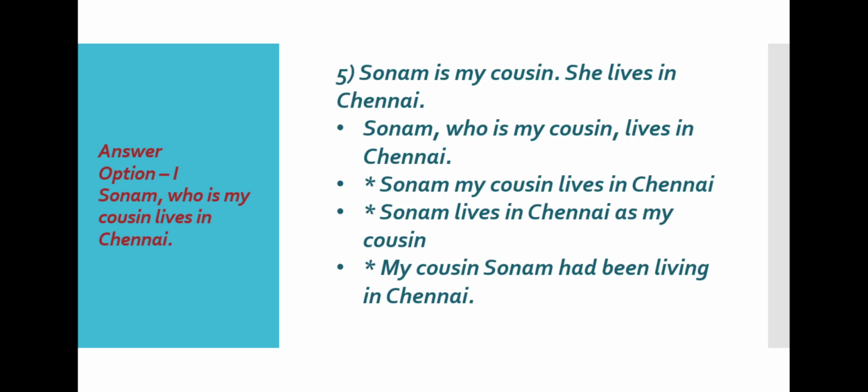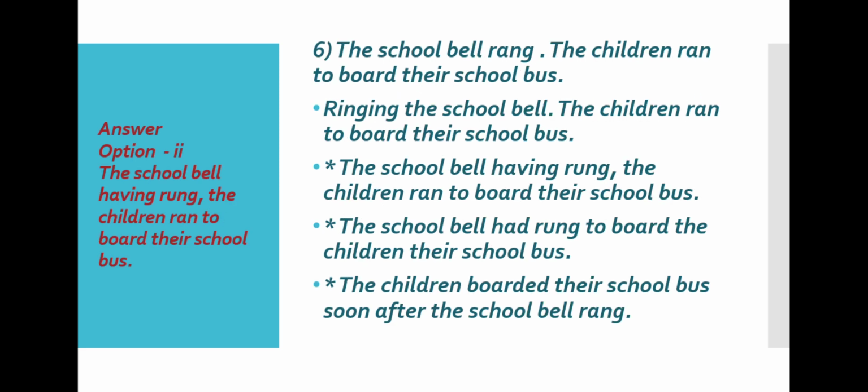Next question. Sonam is my cousin. She lives in Chennai. First option: Sonam, who is my cousin, lives in Chennai. Next option: Sonam, my cousin, lives in Chennai. This is also more or less correct, but the better option is Sonam, who is my cousin, lives in Chennai. Third option: Sonam lives in Chennai as my cousin, is the wrong option because the sentence is grammatically wrong. And the last option: my cousin Sonam had been living in Chennai. Even here, there is a grammatical error. The correct option is Sonam, who is my cousin, lives in Chennai.